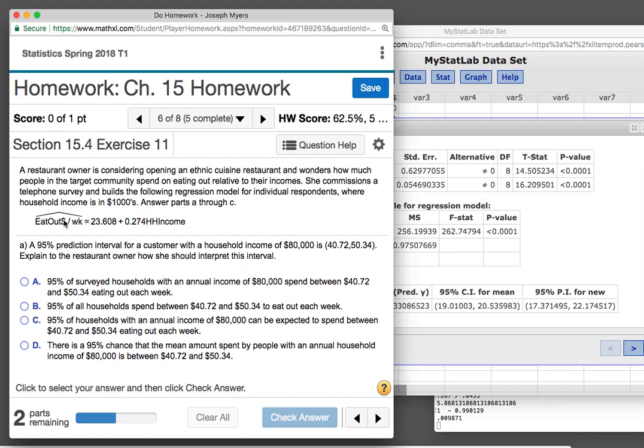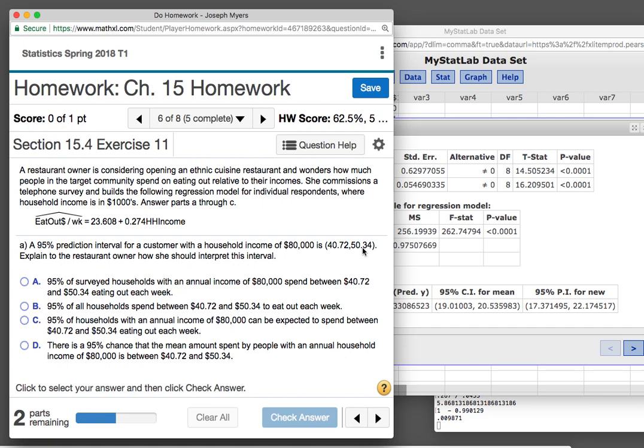Okay, so here's a regression equation. The predicted, remember that hat means predicted. The predicted amount that people will eat out per week is $23 plus 0.274 times the household income. So, wow, that's a rich household. Let's see. So what does that interval mean? It predicts that a customer would spend between $40 to $50.